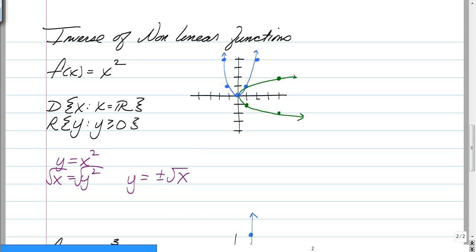So we have to state the domain. As we can see, y is going to go up and down, but look at our x. X is only positive numbers now because we can't take the square root of a negative. So our domain for this is going to be x has to be greater than or equal to 0. And our range is going to be y, where y can be equal to all real numbers now.